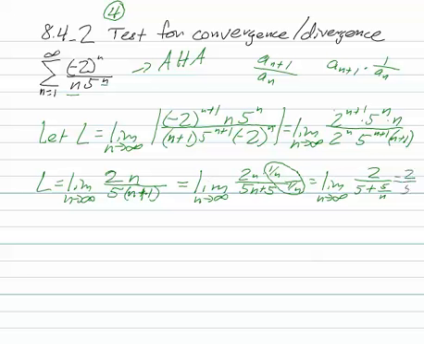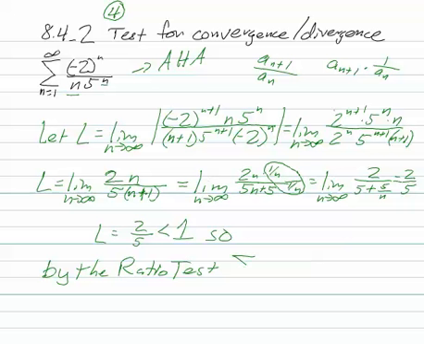So this is 2/5. The ratio test says take your L equals 2/5, and you want to compare that to 1. It's pretty clear that 2/5 is less than 1. So the series by the ratio test, the series from n equals 1 to infinity, negative 2 to the n over n times 5 to the n, converges absolutely.